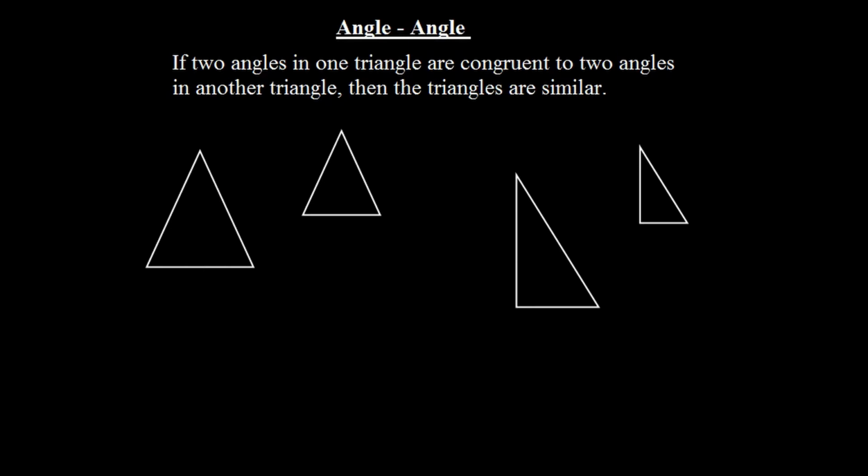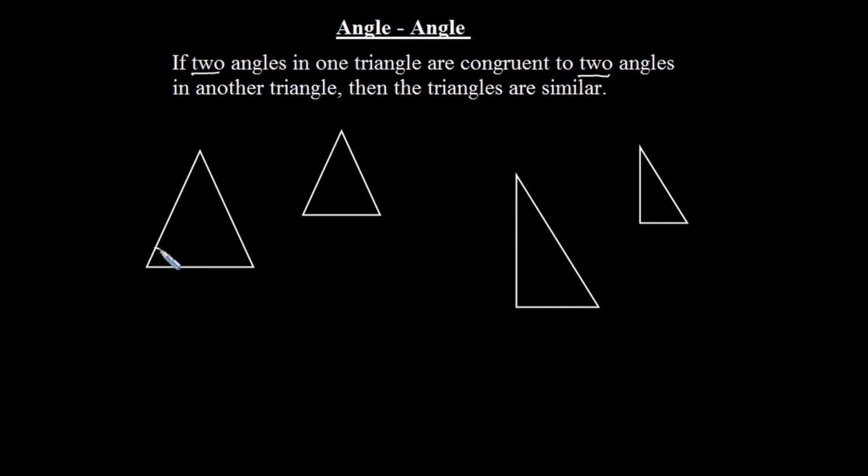The first one is the angle-angle postulate, which states that if two angles in one triangle are congruent to two angles in another triangle, then the triangles are similar. So it is sufficient just to have two angles in one triangle and two angles in the other. It's not necessary to prove the third one because the third one is automatically congruent, by the third angles theorem.